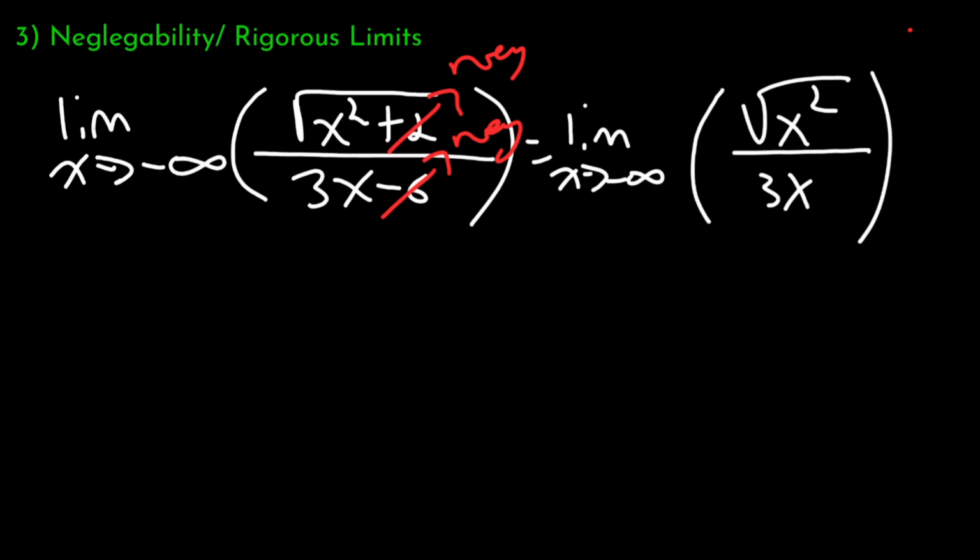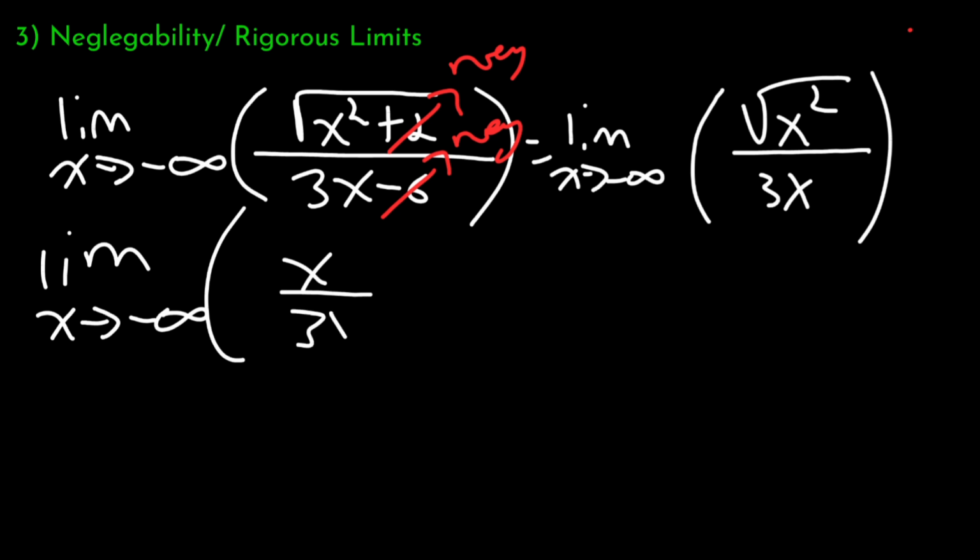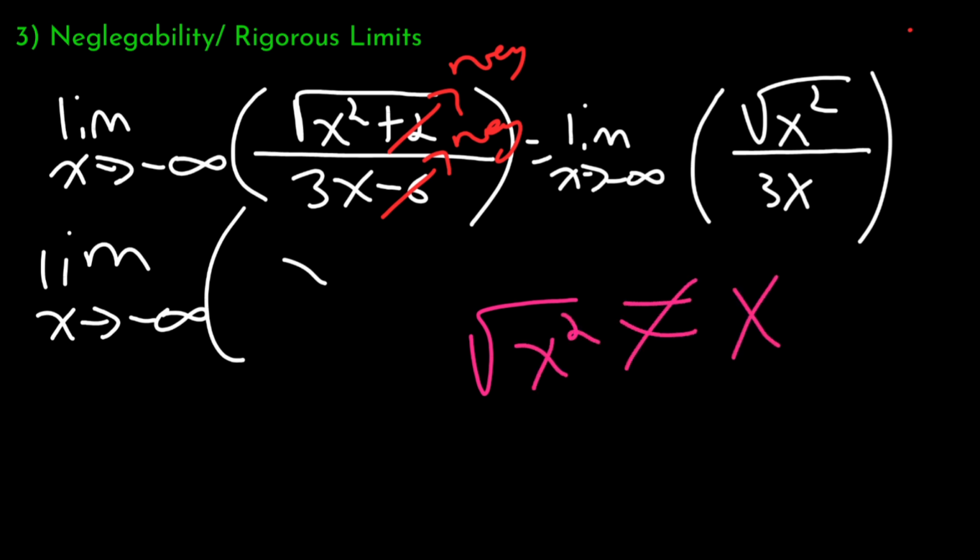Now, many people are going to make the mistake of this. They're going to say, oh, look at this, perfect. We're going to have this limit, and then the square root of x squared, that's x over 3x, which cancels to 1/3. Not necessarily. It does happen to be the right answer in this case. However, when you're taking the limit of something, if you've learned in your previous units, the square root of x squared is not just x. The square root of x squared is the absolute value of x.